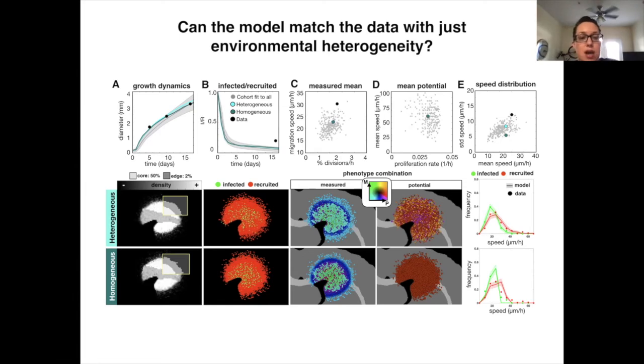And what you see is that most of these metrics fit about the same, regardless of whether you have heterogeneity or not. But there is a subtle difference that comes from looking at the distribution of these cell speeds. If you look at the bottom right, you can compare the heterogeneous distribution of cell speeds for recruited and infected cells and the homogeneous distribution. And what you see is that the recruited and the infected cells chop off that long tail that you see when it is fit with heterogeneity amongst the cells.